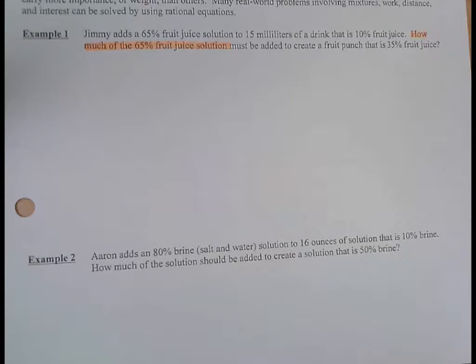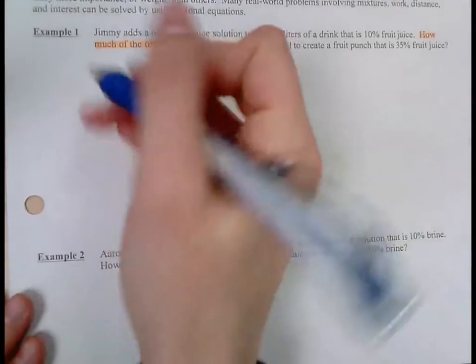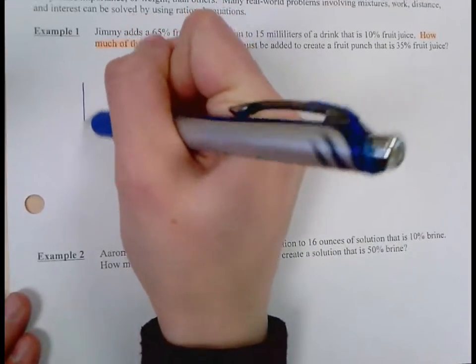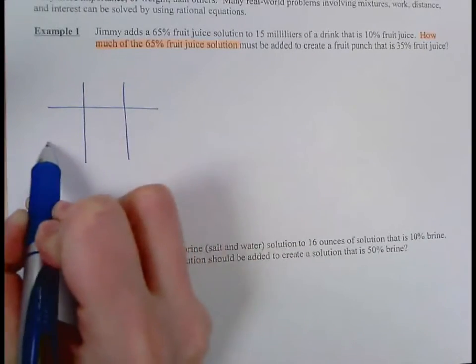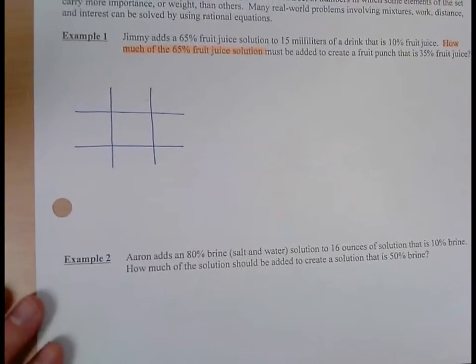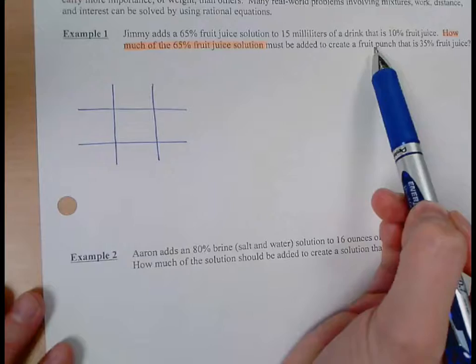So I would recommend, like I said, there's multiple ways to set these up. I would recommend setting these up using a chart. So kind of like a 3x3 chart is what I'm going to create here. I'll explain what everything in the chart represents as well. So what we're going to have is two different concentrations of fruit juice that are being mixed together to create this fruit punch.